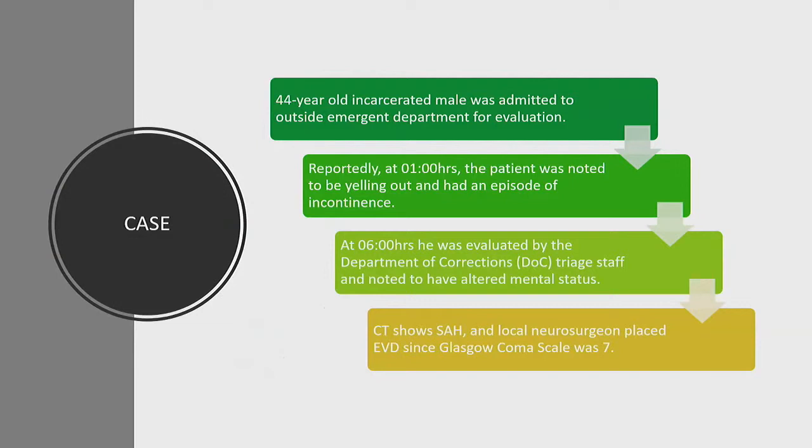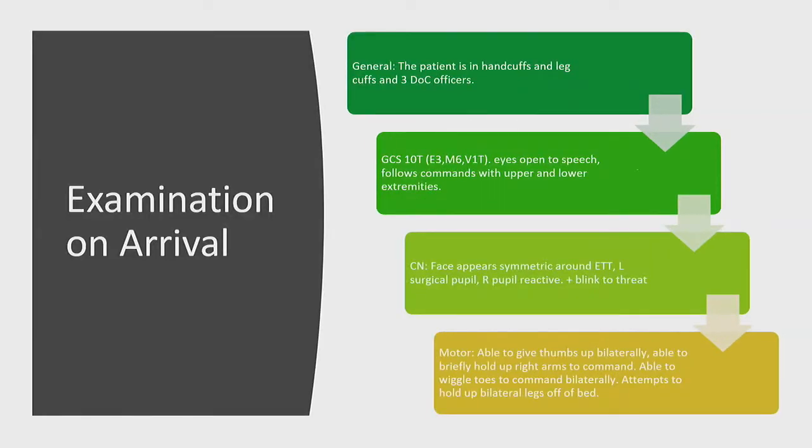He, at 1 a.m., was yelling out to the guards, had an episode of incontinence, and was left there for 5 hours. Interestingly, the guards, I guess, thought he was playing possum or what have you. Anyway, he was finally brought in, scanned, shown to have a subarachnoid hemorrhage and comatose, and had an EVD placed. So he was in handcuffs at the time. By that point, he was GCS 10T, he was intubated, and in handcuffs, he was able to move everything. So that was a good sign.